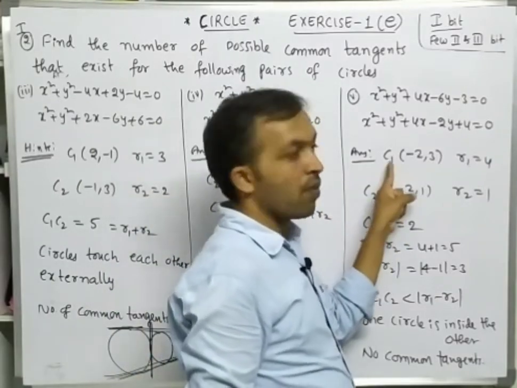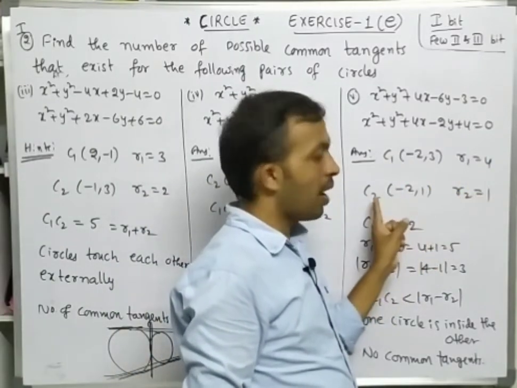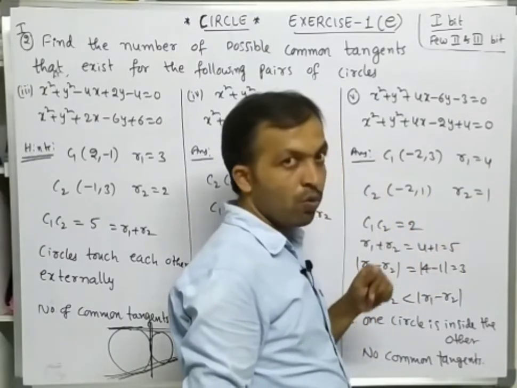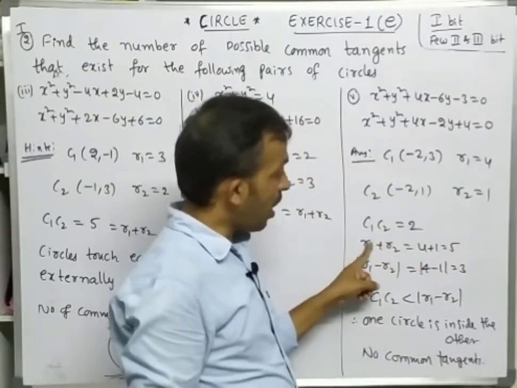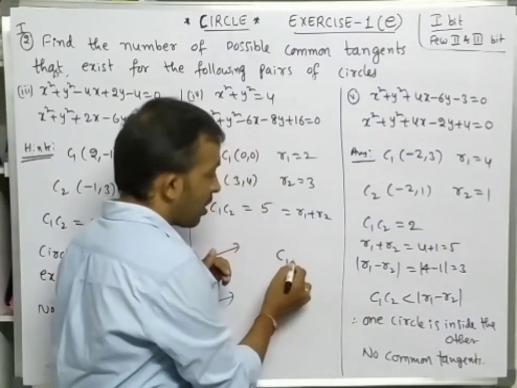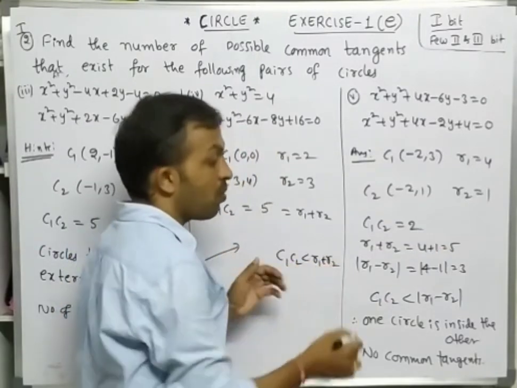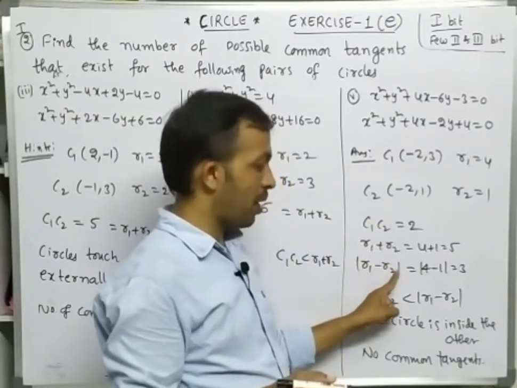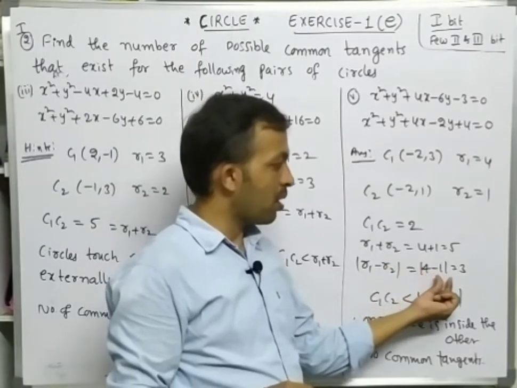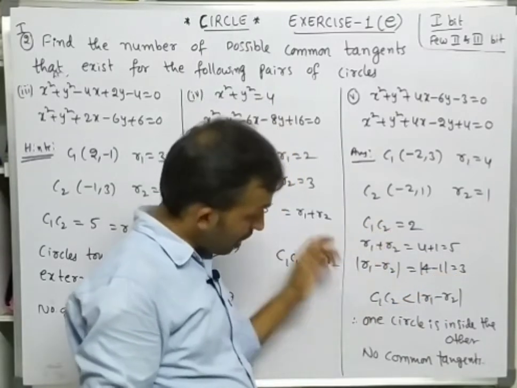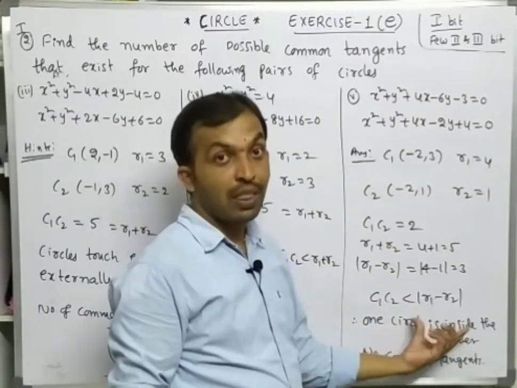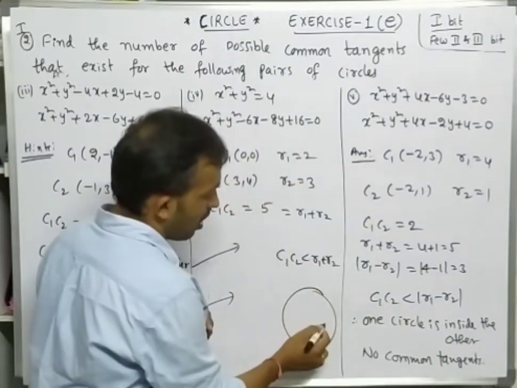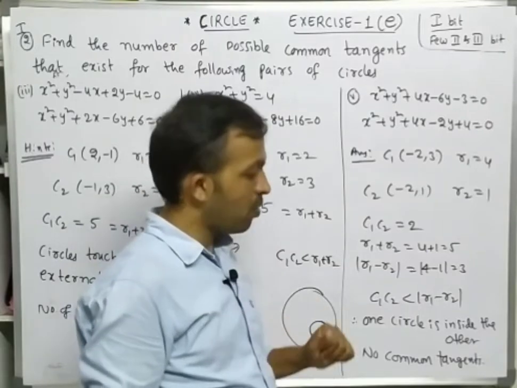And for this, C1 is (minus 2, 3), radius is 4, and the second circle's center is (minus 2, 1) and radius is 1. The distance between the two centers is 2. Find R1 plus R2, that is 5. So don't write C1C2 less than R1 plus R2, therefore they are intersecting circles, that is wrong. So find R1 minus R2 also, that is modulus of R1 minus R2, 4 minus 1, 3, and C1C2 is less than mod R1 minus R2. So this condition is for one circle completely lying inside the other circle like this. So they have no common tangent.